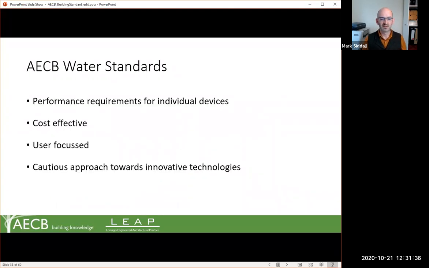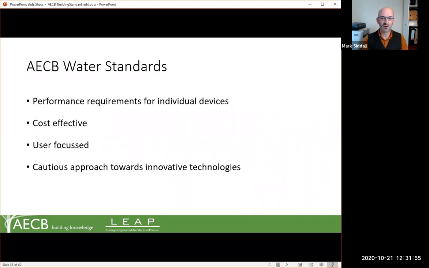The performance standards basically look at individual appliances, so taps and baths and the like. And the water standard, when it was introduced, has actually gone on to influence the development of the current building regulations and the way that assessment methods are used there.